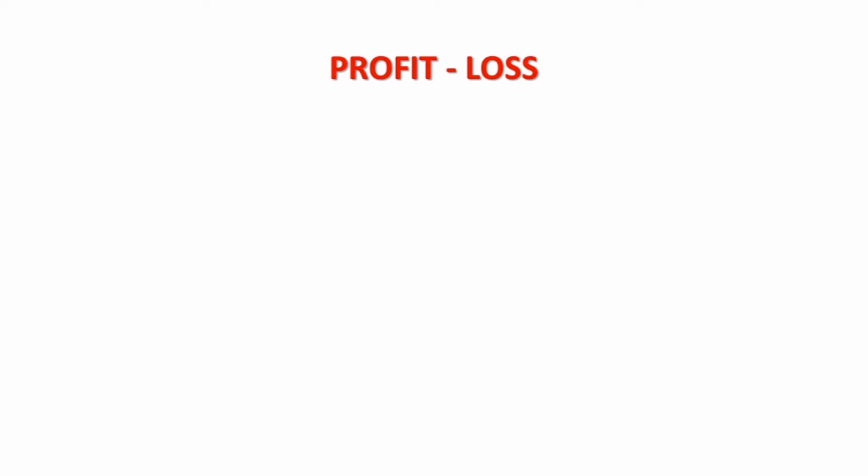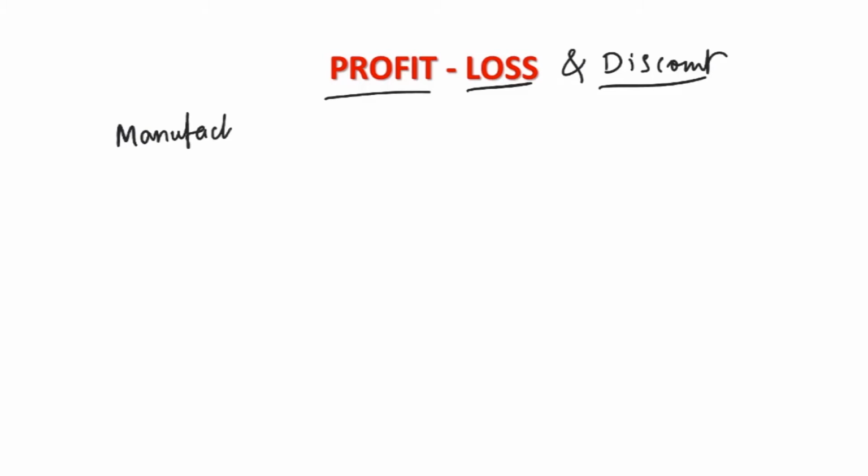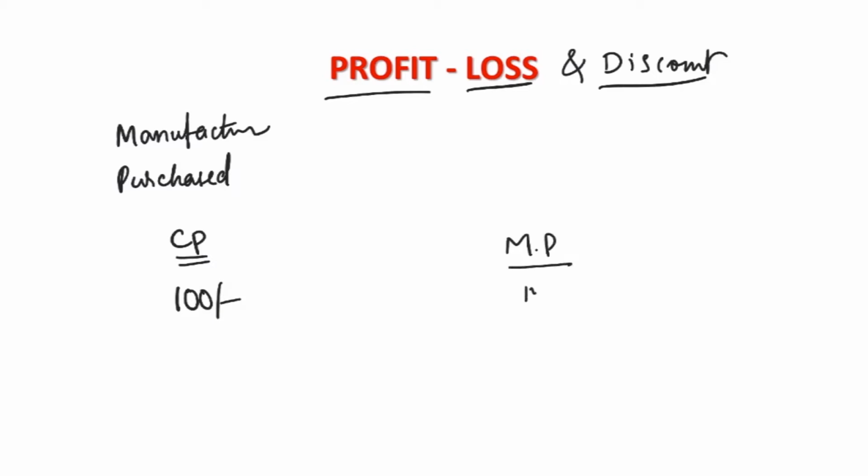In this video, I am going to explain profit, loss and discount concepts. See, whenever an article is manufactured or purchased before selling, the price is called cost price. For example, I purchased a product at 100 rupees. Before selling, I will label it for 150 rupees.